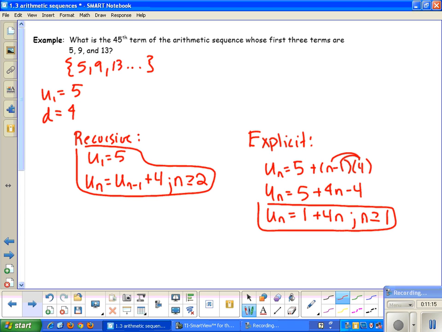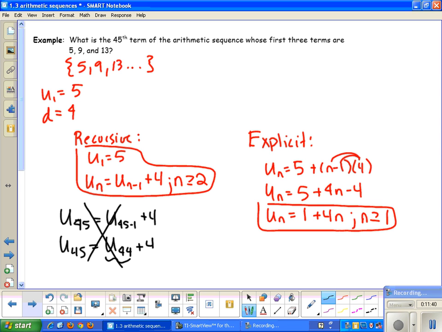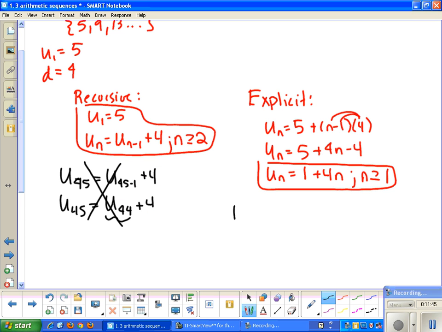Now if I want to figure out the 45th term, again it wouldn't really make sense to use my recursive formula, just to show you. If I do u sub 45 here, I would get u sub 45 minus 1 plus 4, which is u sub 45 is equal to u sub 44 plus 4, but I don't know this term unless I find all the terms before it, so this wouldn't really help me in order to solve. So instead I would always use my explicit form. So if I want to find my 45th term, I'm going to do u sub 45 and plug it into the equation.